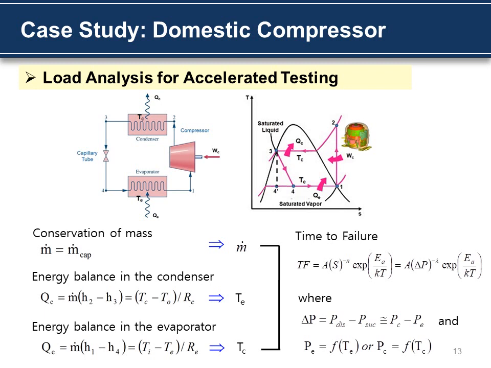This is a load analysis for accelerated testing. From mass conservation in the capillary tube and energy balance in the condenser and evaporator, we can determine the mass flow rate, condensing temperature, and evaporator temperature. We know that compressor lifetime depends on the stress. It comes from the pressure difference due to the condensing temperature and evaporator temperature.